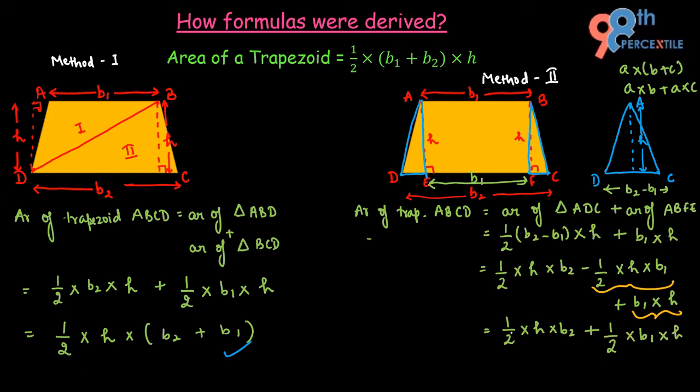And if you observe carefully, this expression is exactly similar to this one. Now again, I can take out half and h common. These are common factors. So in the parentheses, I'll be left with B2 plus B1. And this is the formula that we wanted to derive. So this is the proof of the area of a trapezoid.